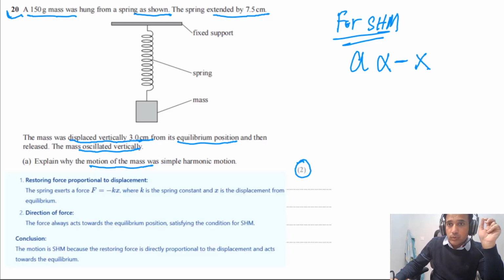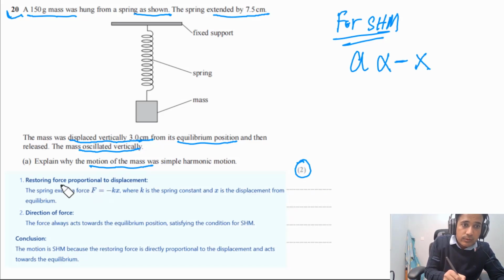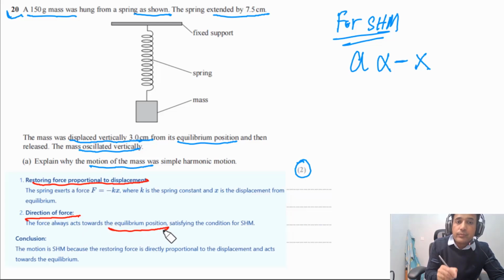Now let me show you the answer, how you can write down your answer. Restoring force, you can say point 1, proportional to displacement. Second, you can say direction of the force. Force always acts towards equilibrium. It also means that force is in opposite direction of displacement.